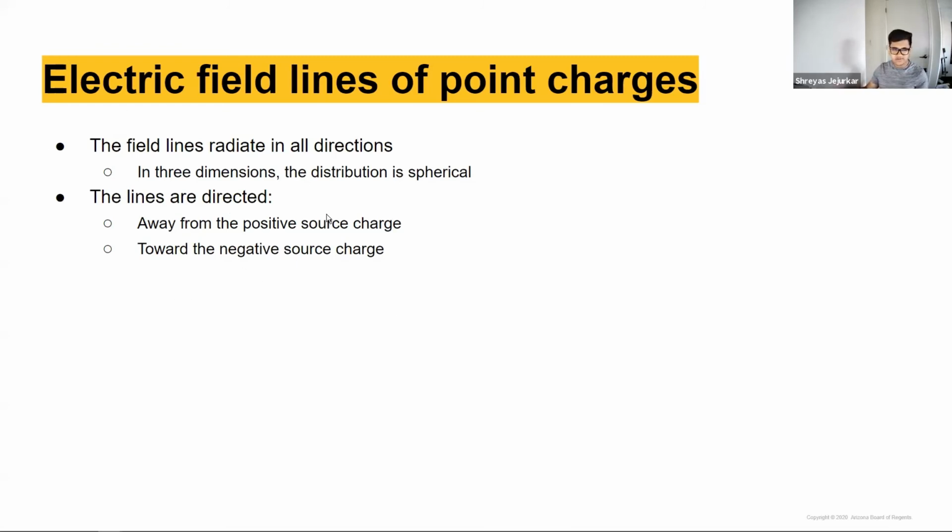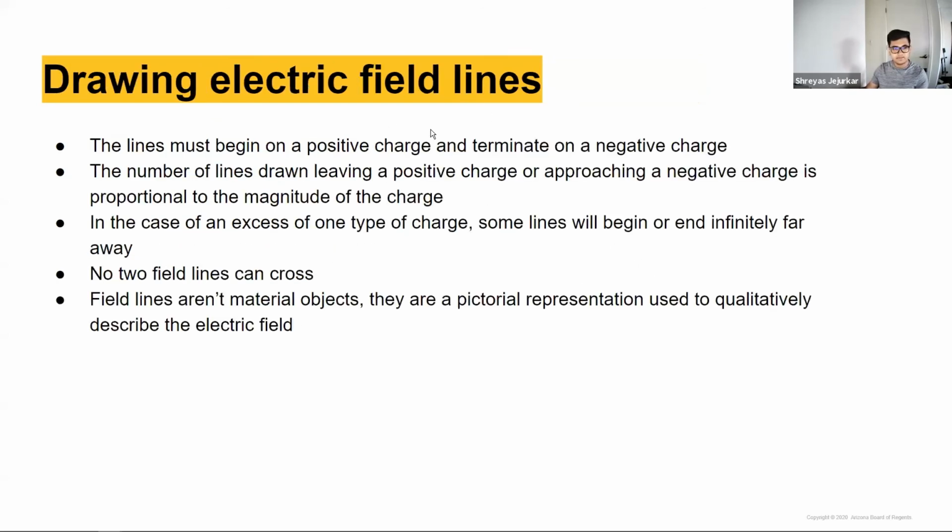And like I said earlier, the electric field lines are directed away from the positive source charge and towards the negative source charge. So we just went over this a minute ago, so I'm not going to go over that. And drawing electric field lines is critical. So you need to make sure you draw electric field lines in the correct manner, that they're oriented correctly, that your arrows on the electric field lines are in the right direction.